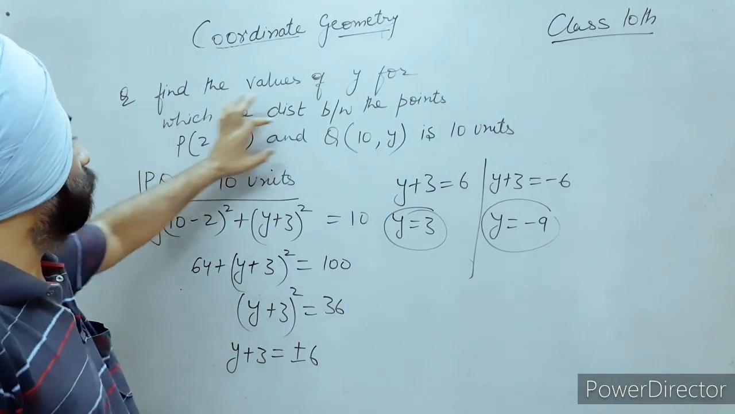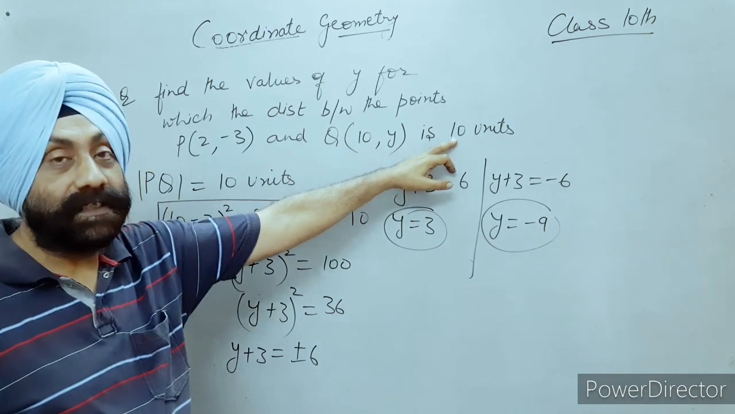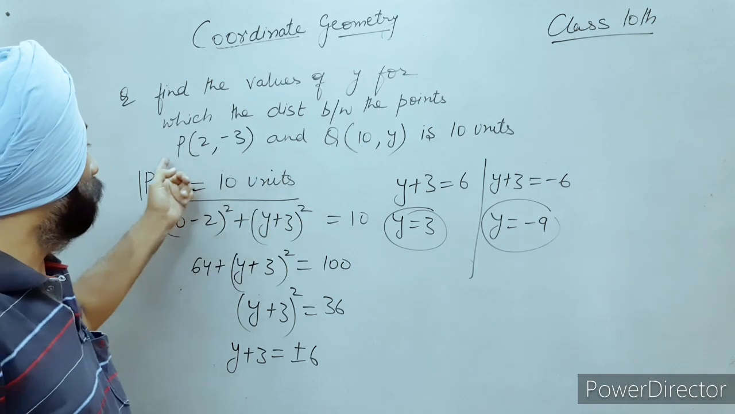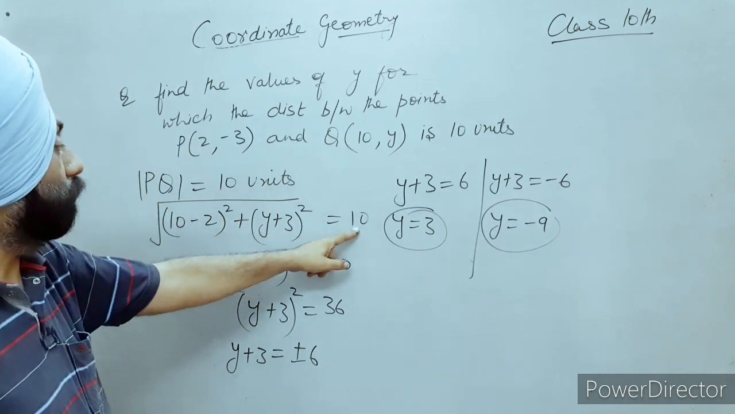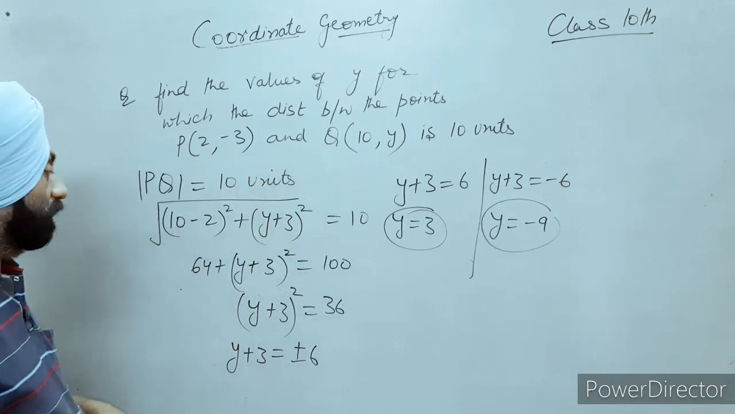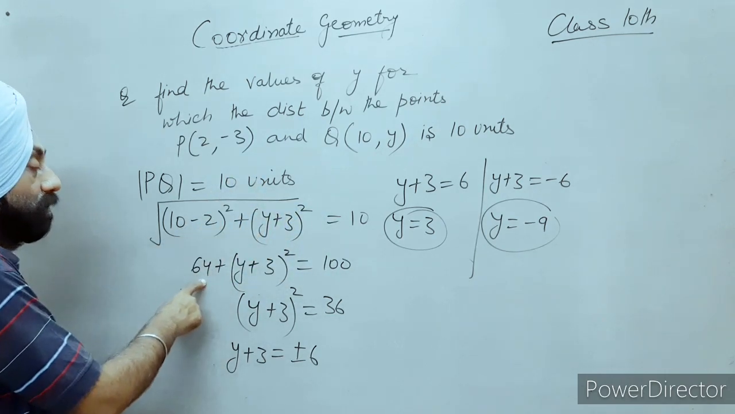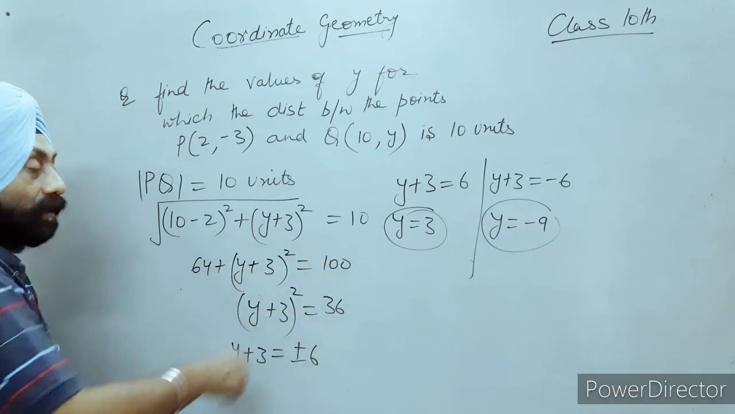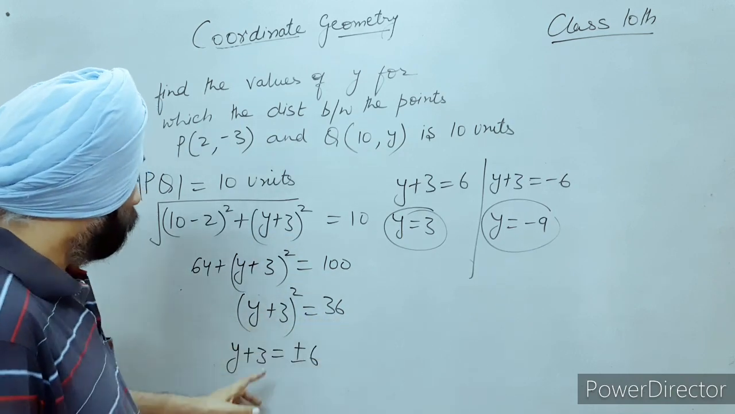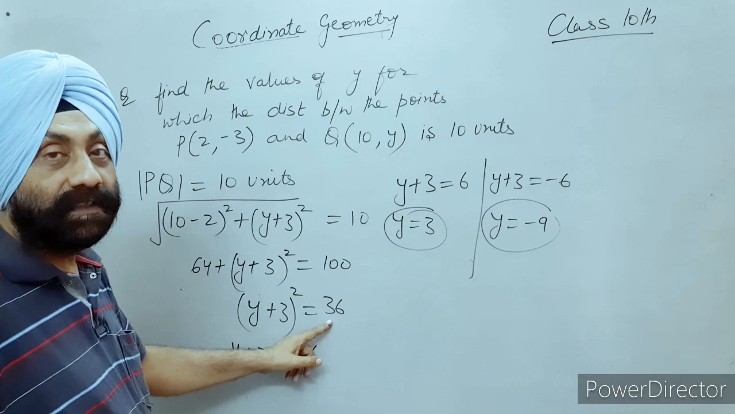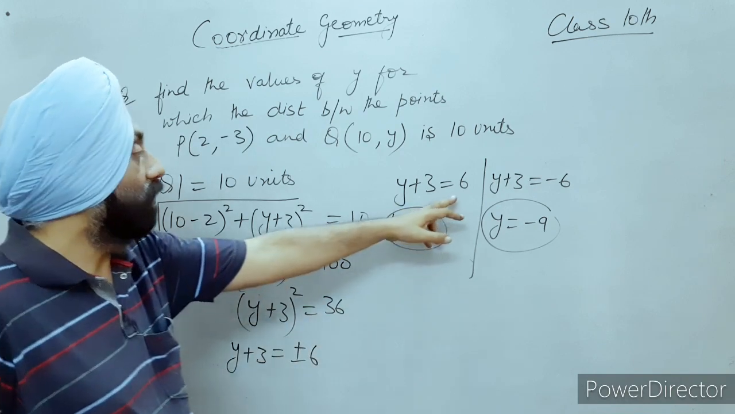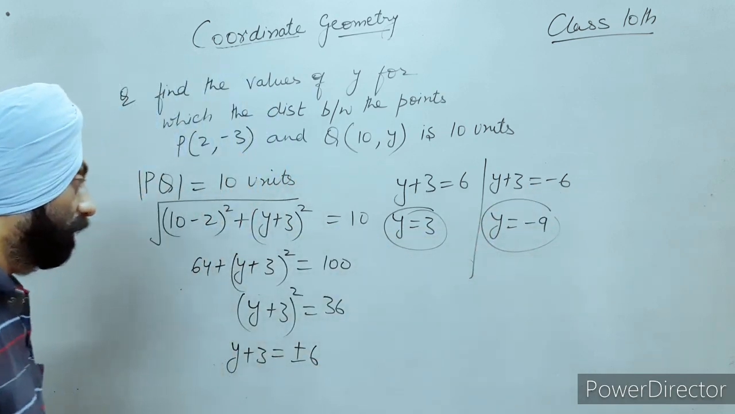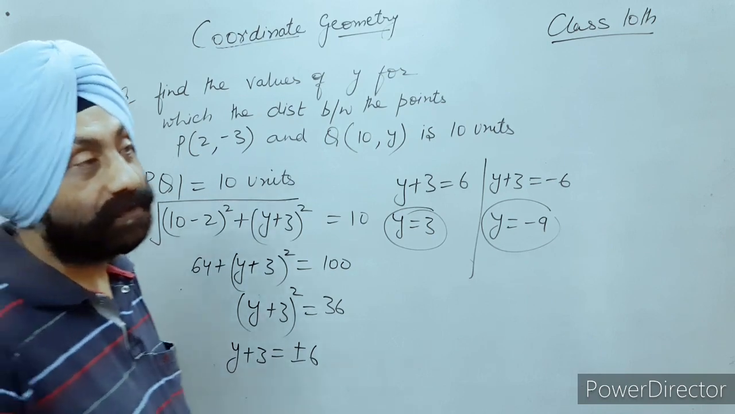Given was that the PQ distance is 10 units. What I applied was the distance formula on PQ, equal to 10. Squaring both sides, the square root and square cancel out. 10 minus 2 is 8, 8 square is 64, (y + 3) square equals 100, since the square of 10 is 100. Take 64 to that side: 100 minus 64 is 36. I get y plus 3 is the square root of 36, that is plus or minus 6. One, I take a plus sign; the second one, a negative sign. I get the respective values of y. Now this was the application of the distance formula.